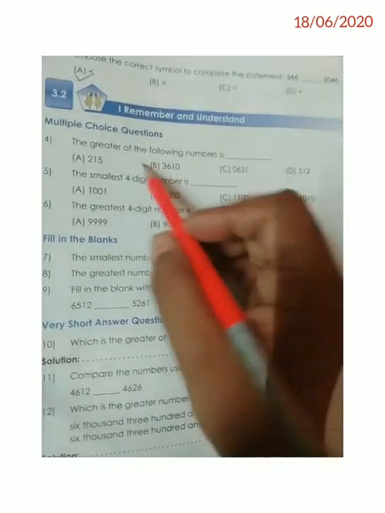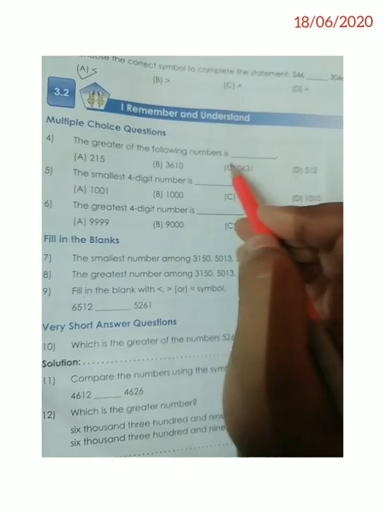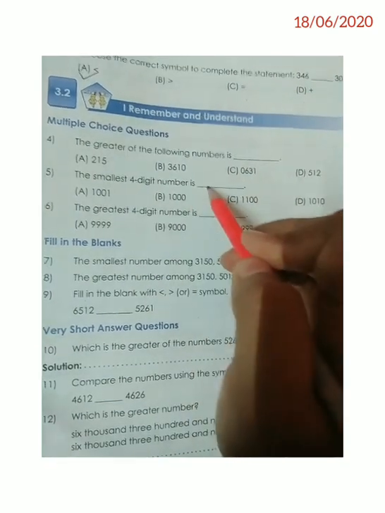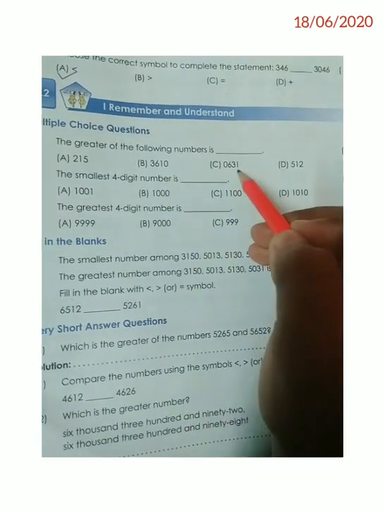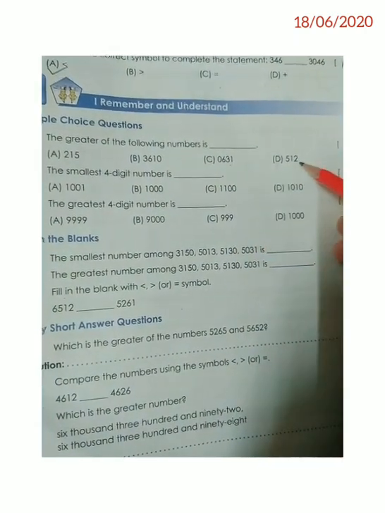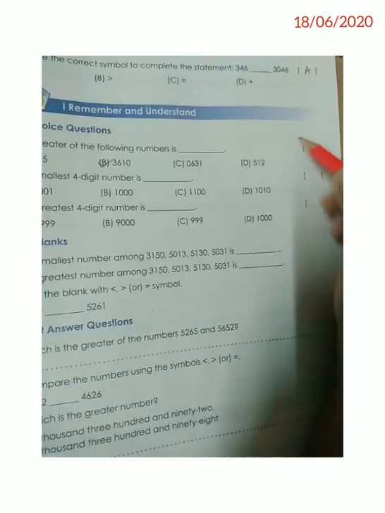Alright, now let's move on to the next question. The greater of the following number is, you have to find out the greatest number. Okay, 215, 3610, 631, 512. So the correct answer is B. Alright, so write down B over here.